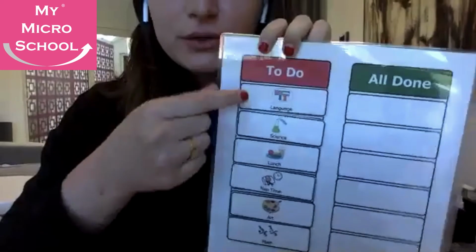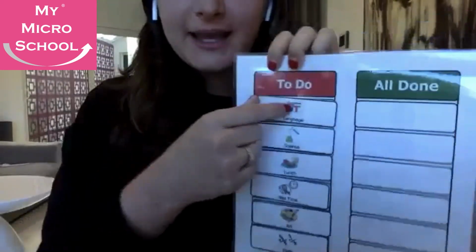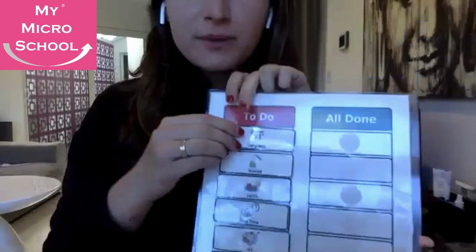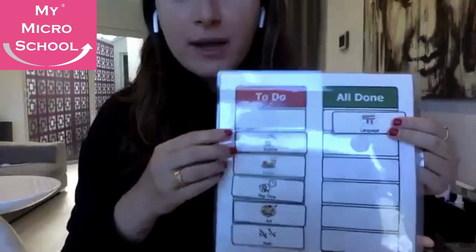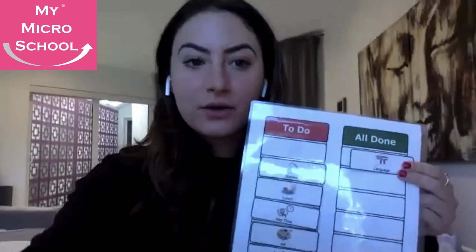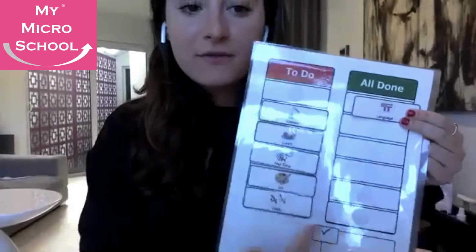So I like to get my children involved in their schedule. Here the column says to do. Once they've finished their language arts class, they can go ahead and do it themselves, pick it up and move it to the all done category. That way they're really actively involved in their learning. They're involved in their schedule and they see what is expected of them throughout the day. And then at the end, you can have a reward, maybe going to the park.